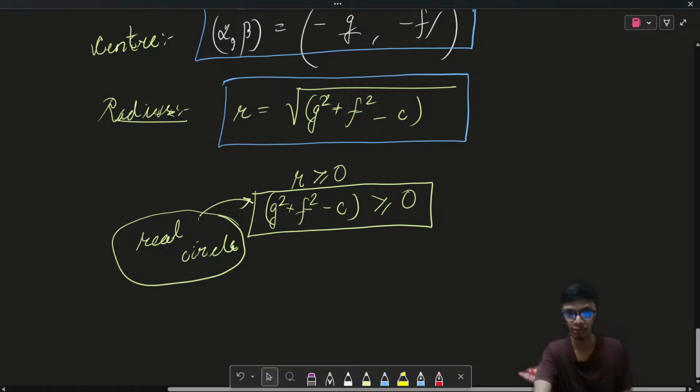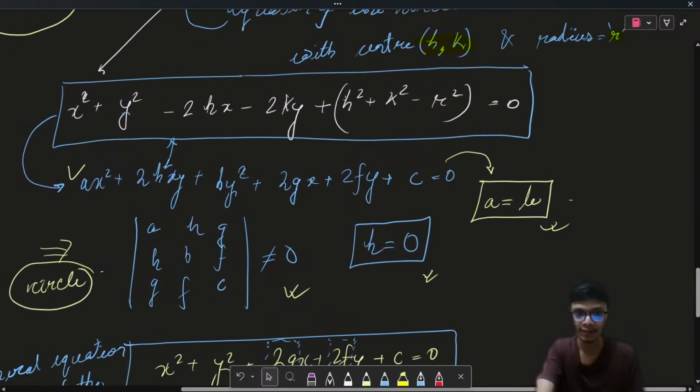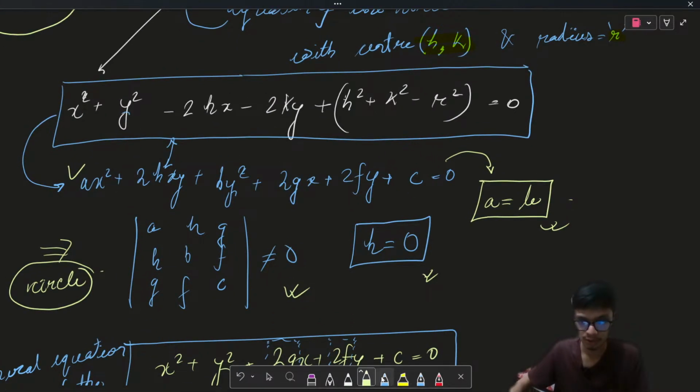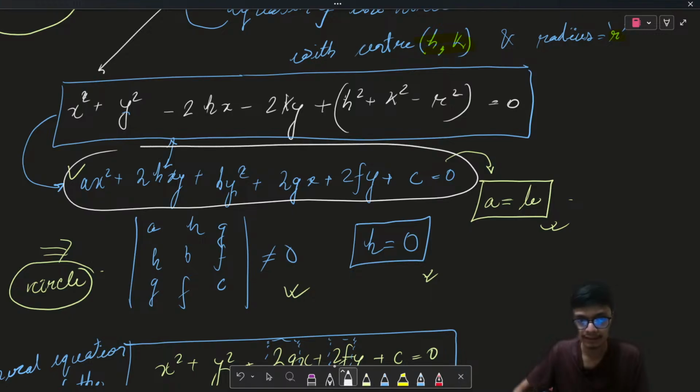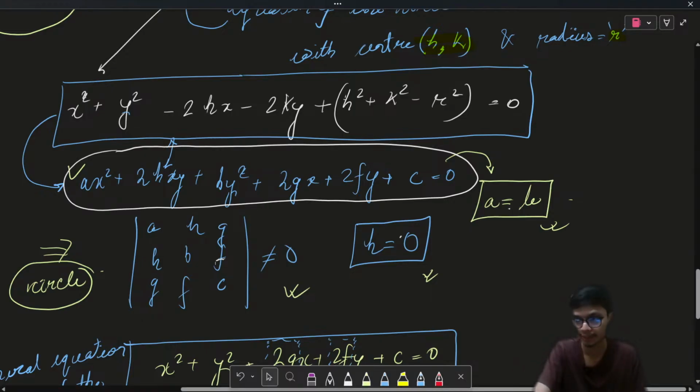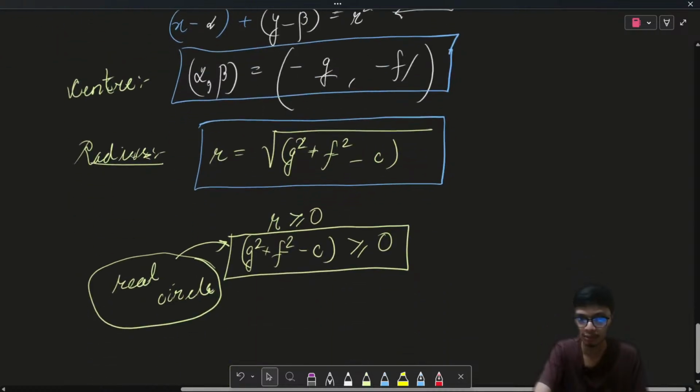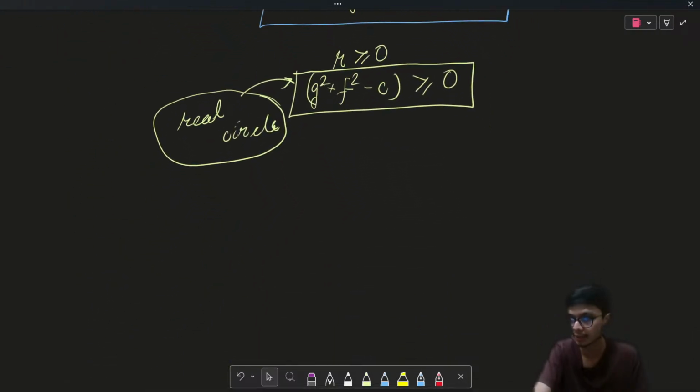So take a general note from here that whenever any general second degree curve equation is given, this is a general second degree curve. Now in order for this particular equation to be a circle, h should be equal to 0, a is equal to b, and this determinant should not be equal to 0, right? So please take a note of this so that you can apply this idea to solving any types of problems. So maybe now I can give you some problems to solve, and you can try to use this particular idea to solve these kinds of problems.